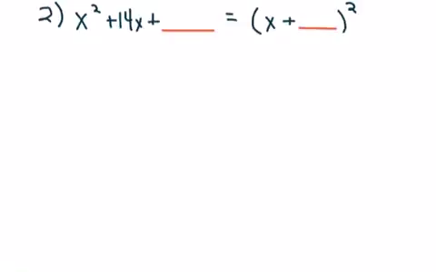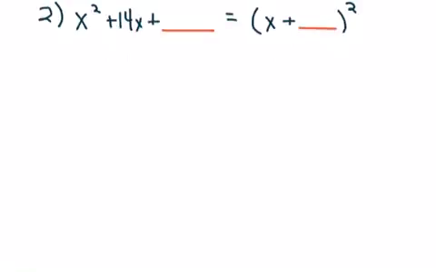So basically what this is asking, what do you need to add in this first blank to complete the square? And then what do I need to add right here to factor this expression after I have completed the square? So what do you think? What needs to go in this first blank?